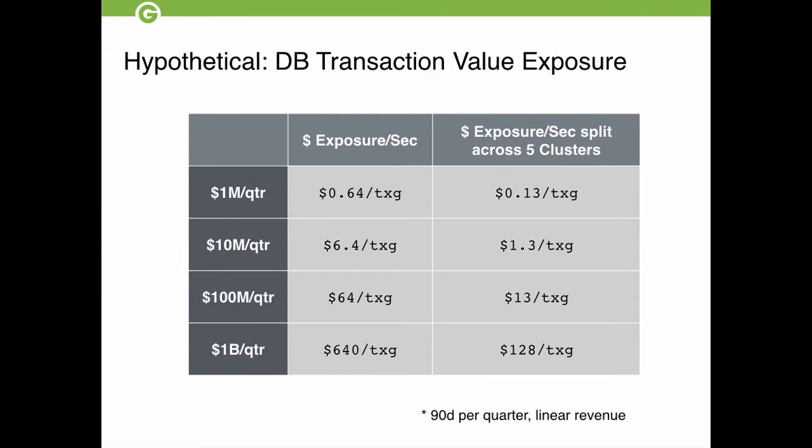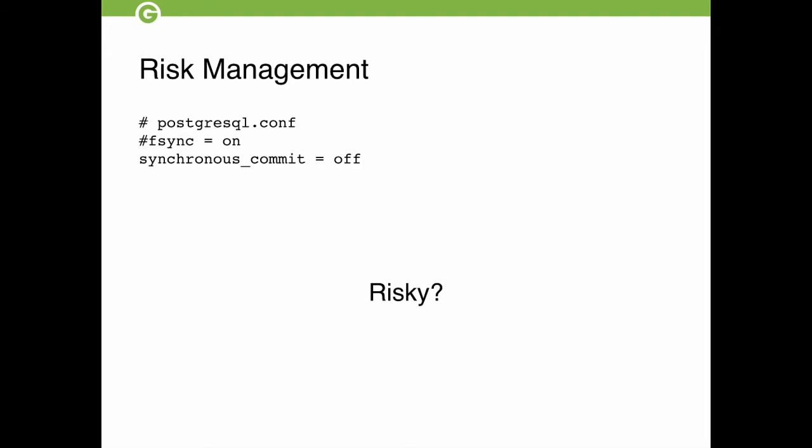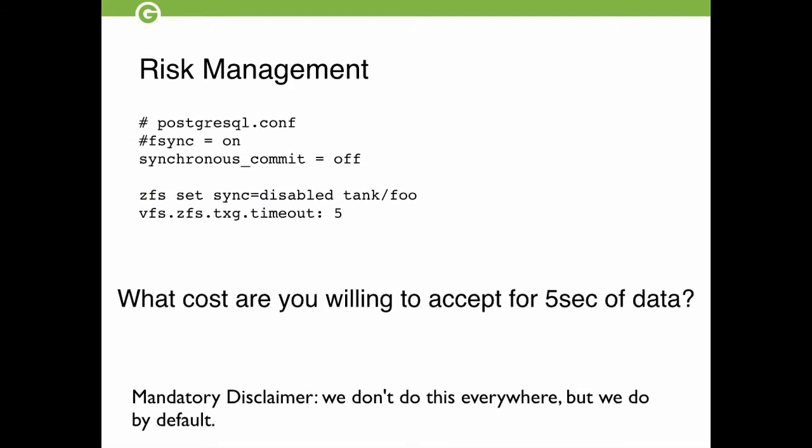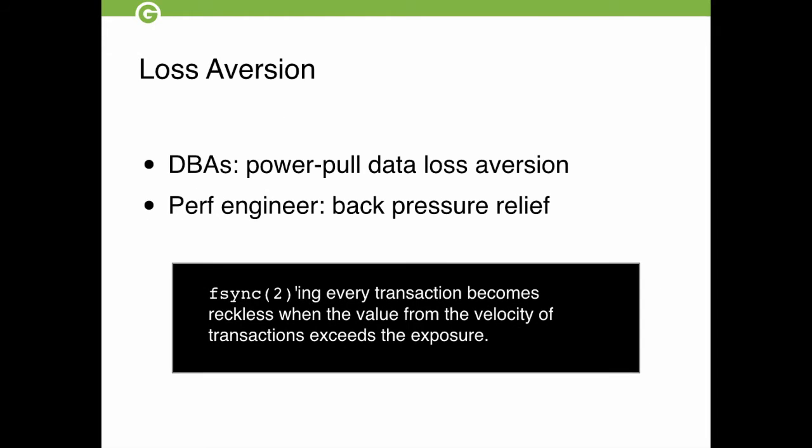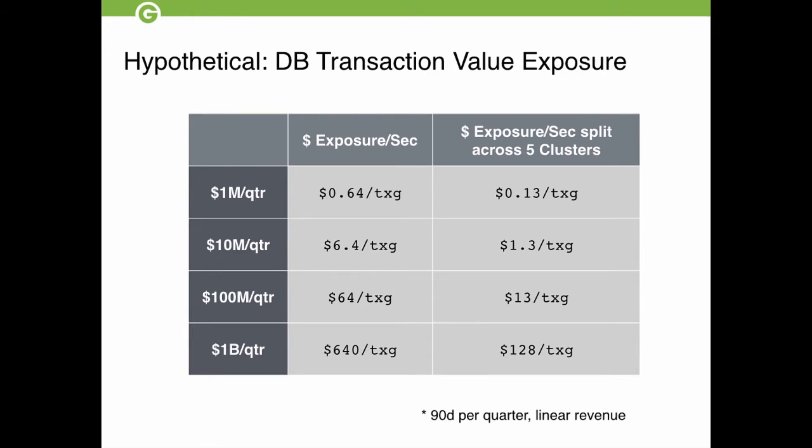What's the risk? If this is what a transaction group is, I skipped past it kind of quick here, but if I've got a 5-second transaction window, then using these hypothetical numbers, these are not real numbers, and assuming that your revenue is linear, all of a sudden you go, oh wow, that's a lot of money per transaction group. And it starts to add up, especially when you're a large business.